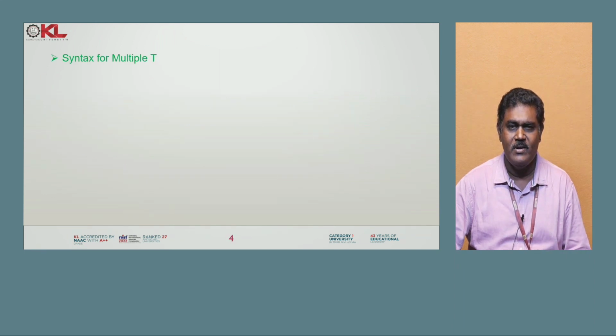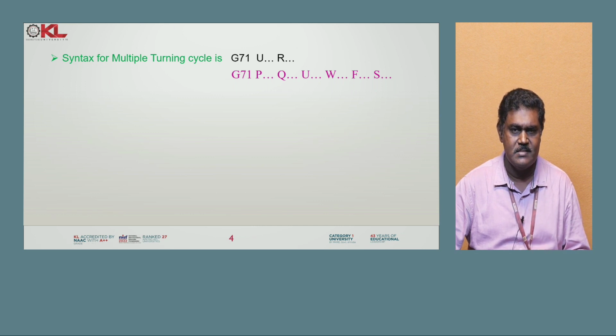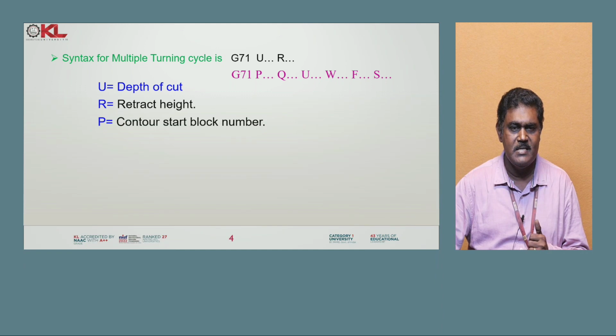Now, let us see what is the syntax you are using for multiple turning cycle: G71 U and R, and G71 P Q U W F S. Now, let us see what is U and what is R. U is the depth of cut and R is retract height, and in the second block P is the contour start block number and Q is the contour end block number.